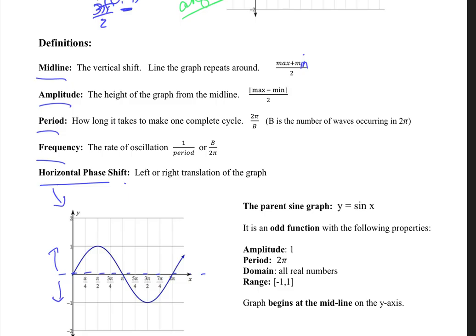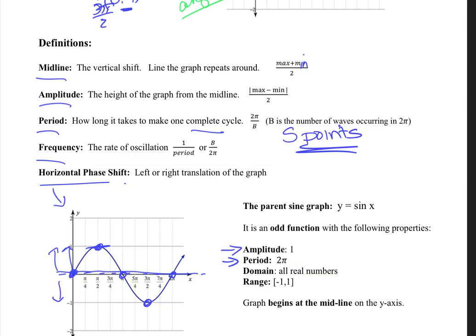The amplitude is simply from the midline to the highest point, this distance. So in this case, it's 1, obviously, and if you can't figure it out, it's max minus min divided by 2. The period is how long it takes to make one complete cycle. So a complete cycle, and that's key, is these 5 points. Those 5 points are one complete cycle. So we'll write 5 points on here so you can remember that. And that's regular basic sine graph that doesn't do anything. Its period is 2 pi, its amplitude is 1.